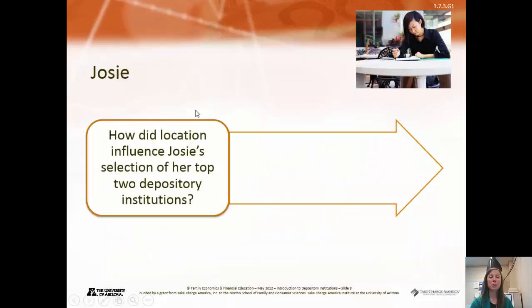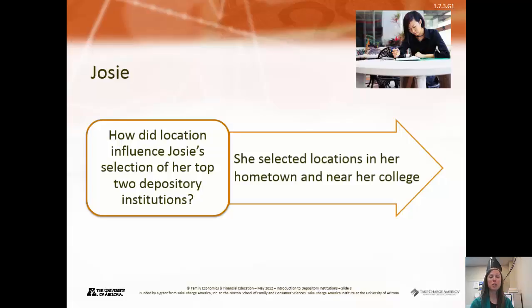So Josie, how did location influence Josie's selection of her top 2 depository institutions? She has told us she selected locations in her hometown and near her college, so that she has a branch in both.